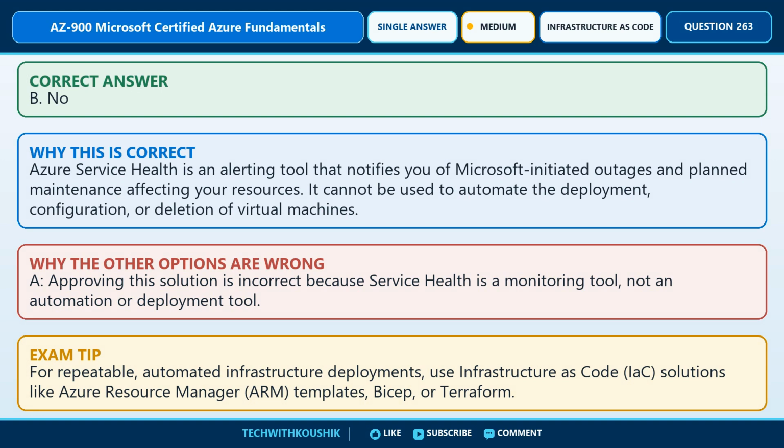Here's why. Azure Service Health is an alerting tool that notifies you of Microsoft-initiated outages and planned maintenance affecting your resources. It cannot be used to automate the deployment, configuration, or deletion of virtual machines. A. Approving this solution is incorrect because Service Health is a monitoring tool, not an automation or deployment tool. For repeatable, automated infrastructure deployments, use infrastructure as code solutions like Azure Resource Manager, ARM, templates, Bicep, or Terraform.